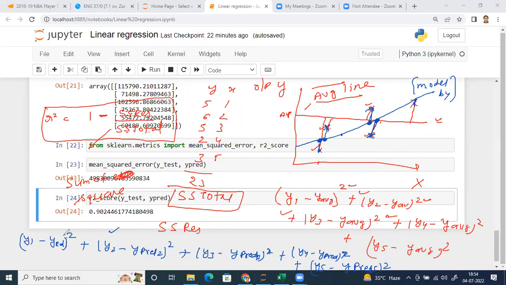So these individual values are known as residuals. What have you done to them? You have done the square of those. And what are you doing now? The sum of squares of residuals. These are the squares of residuals. This is SS res, the sum of squares of residuals.